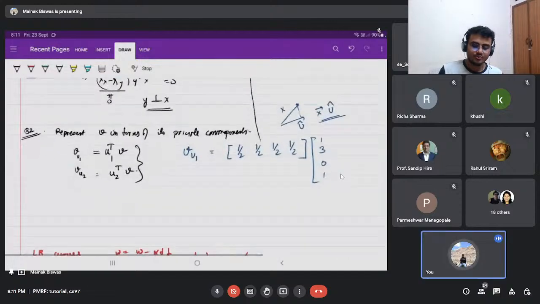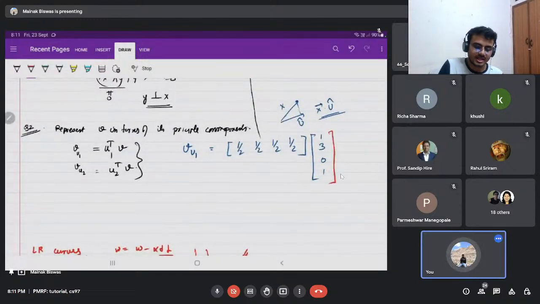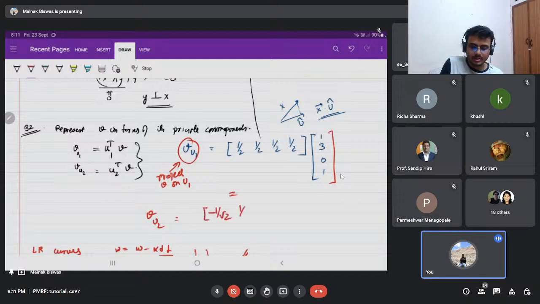So this is the thing. You are projecting V onto U1. So what is this value? Let me just see whether you people understood or not. 1 by root 2, 1 by root 2, 0, 0. What are these two components? Go ahead, fast.